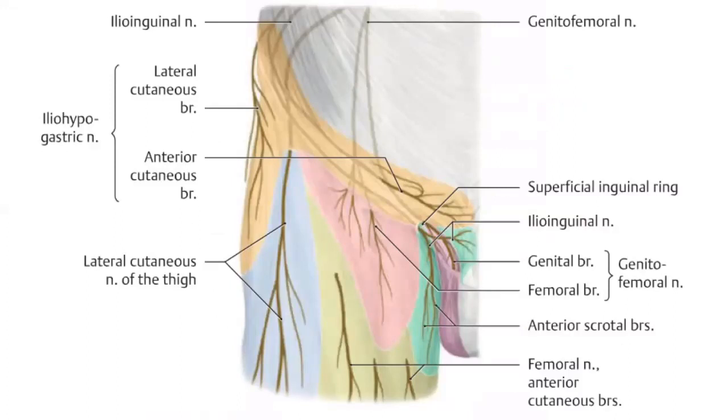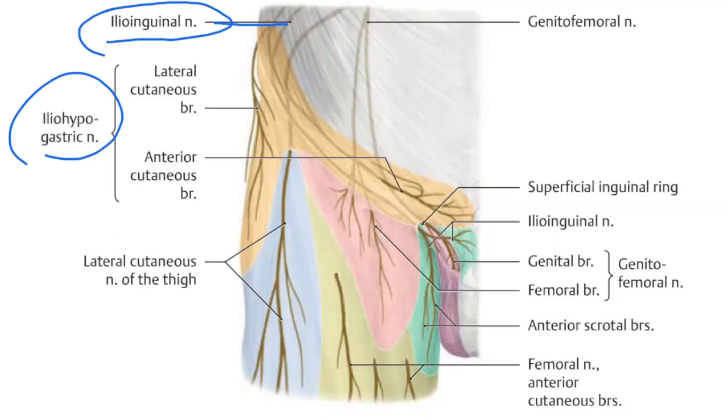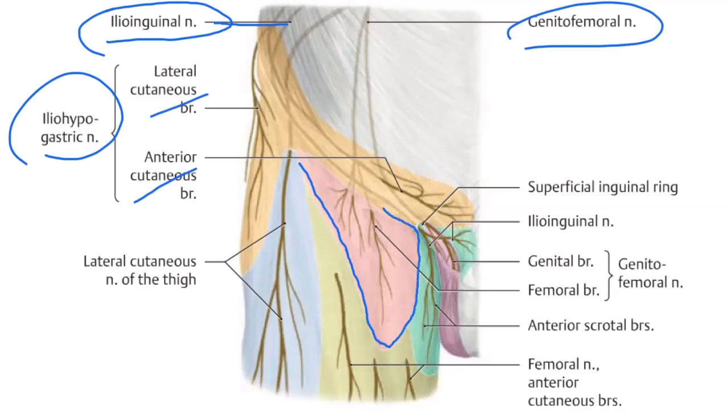And you have to remember this picture, because as far as the lower limb is concerned, you have to know the cutaneous supply of the upper thigh, right, along with the inguinal region. You see, this is the ilioinguinal nerve. Okay, it supplies there. Iliohypogastric nerve, lateral cutaneous, anterior cutaneous, genitofemoral nerve. Okay, coming and supplying this part. Okay, genitofemoral nerve.